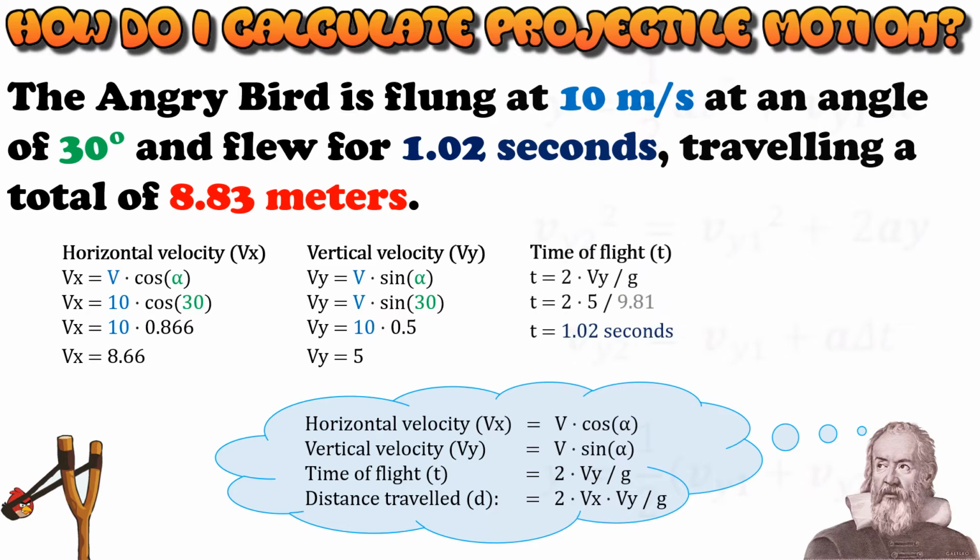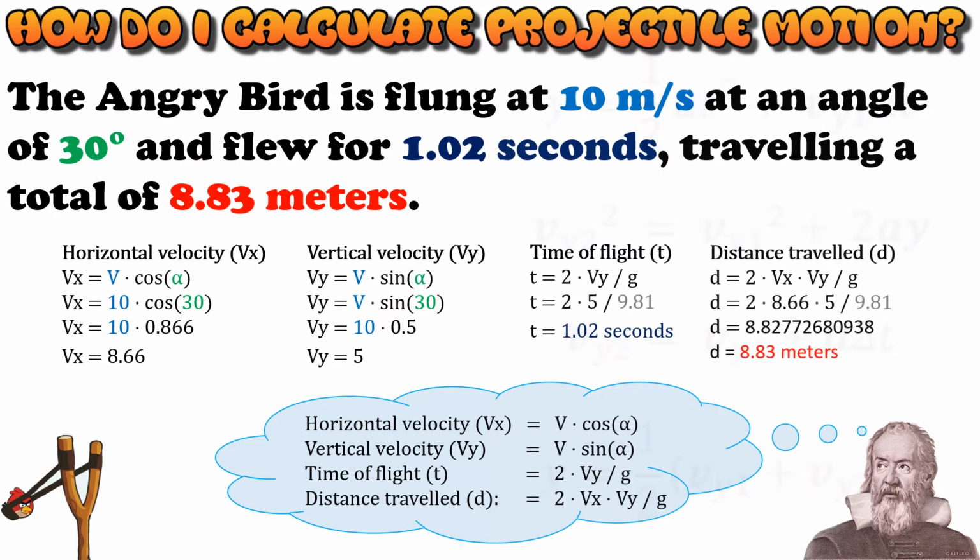We can calculate the time of flight with these variables and plugging in 9.81 for the gravitational constant. That means that the Angry Bird will be in flight for 1.02 seconds. And the distance traveled, by plugging in all the variables that we've calculated, is 8.83 meters.